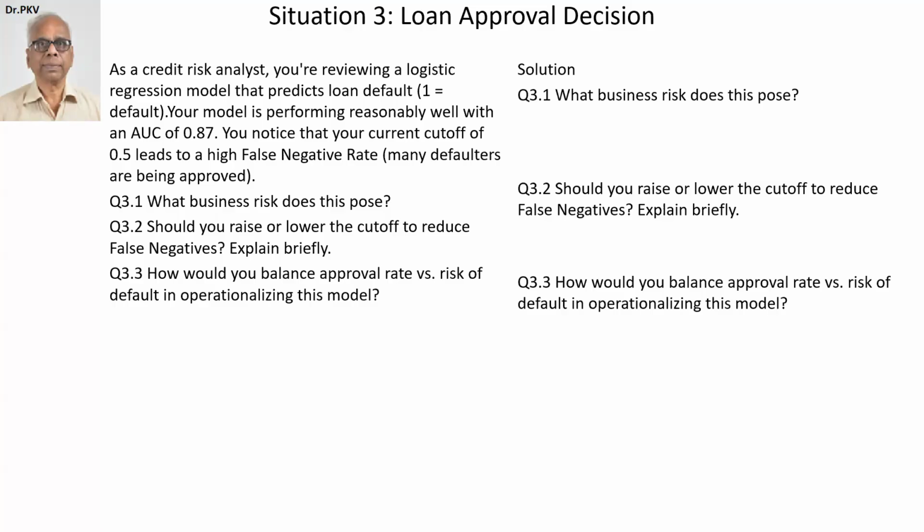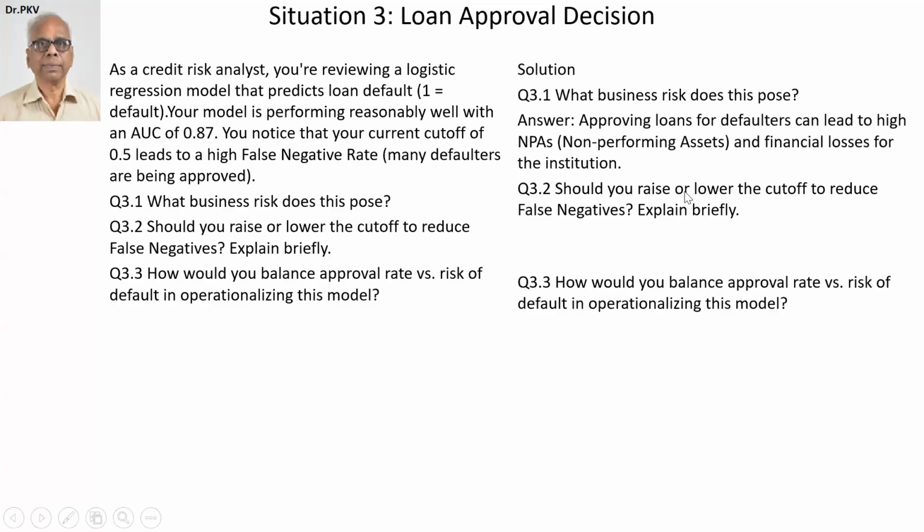Question 3.1. What business risk does this pose? So, let me just give you the solution part. Approving loans for defaulters can lead to high non-performing assets and financial losses for the institution. So that is the risk.